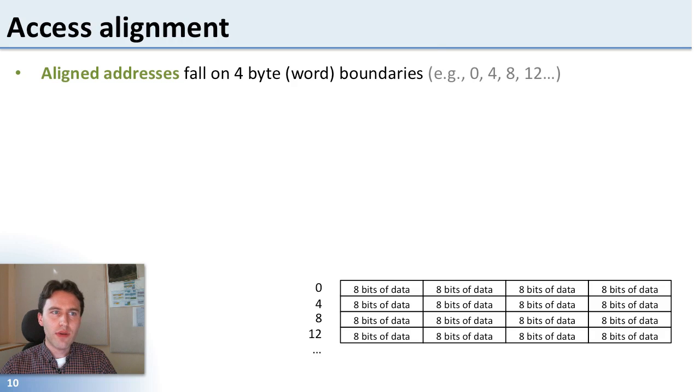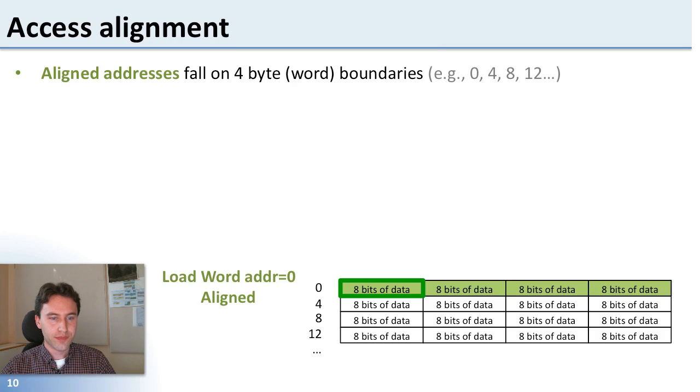So now we're going to talk about access alignment. Because we have this word-aligned view of memory, you can access it in different ways, some of which are nice and some of which are less nice. So aligned addresses fall on one of these nice 4-byte word boundaries. So addresses 0, 4, 8, 12 are nice aligned addresses. If I go to load a word at address 0, that's at the beginning of a full word, and so that's nicely aligned. So if I do load word address 0, I get an aligned access.